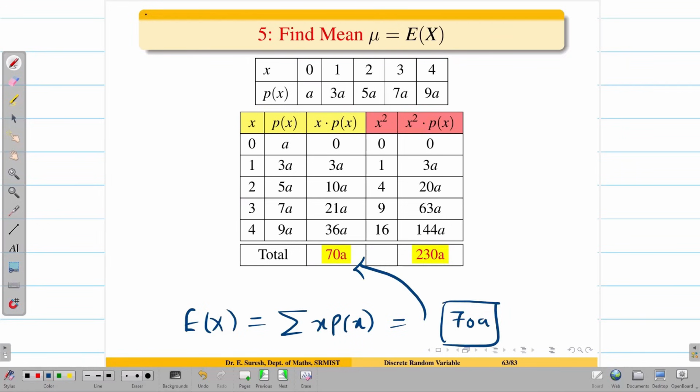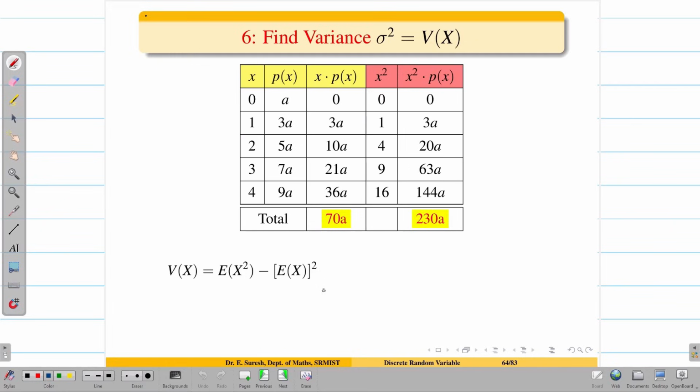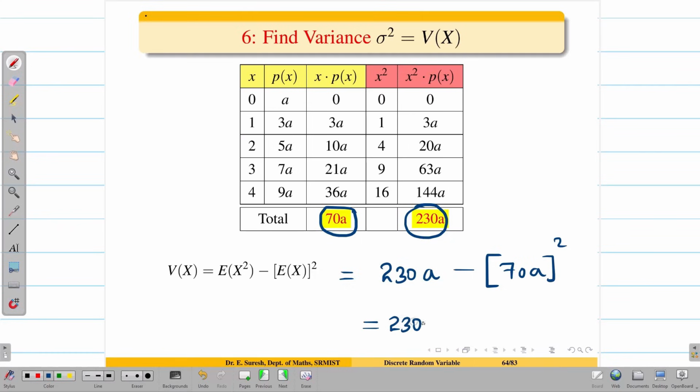Next we have to find variance of x. The formula for variance of x is E of x square minus E of x whole square. E of x is 70a, so 70a whole square. E of x square is x square into p of x, that is going to be 230a. So 230a minus 4900a square will give you the final solution for the variance.